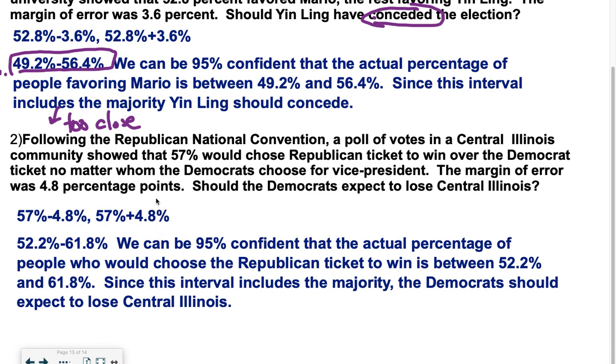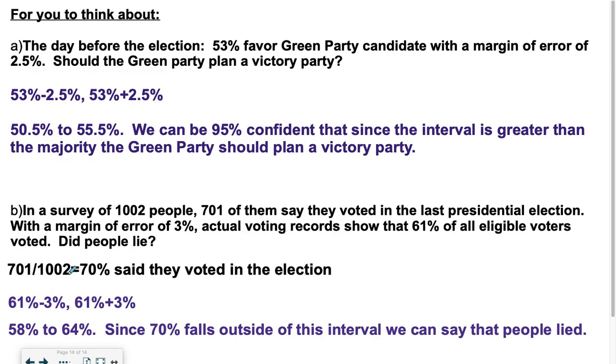Following the Republican National Convention, a poll of voters in central Illinois communities showed that 57% would vote Republican over Democrat. The margin of error is 4.8, so here is your interval. Should the Democrats expect to lose? So remember, we are 95% confident the actual percentage of people who would choose the Republican ticket to win is between here. Since this is definitely a majority, the Democrats should expect to lose.